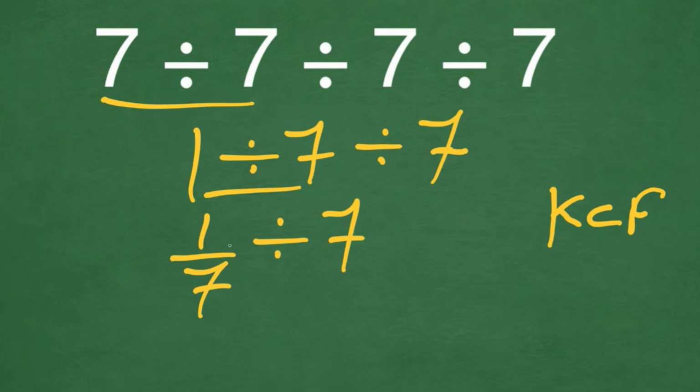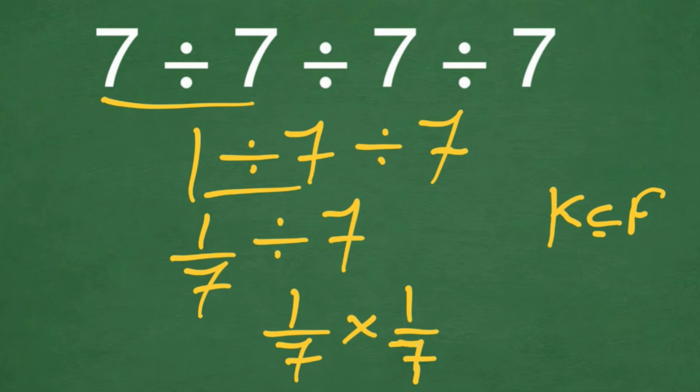So we have to keep the first thing. Here we have 1 over 7. We have to keep that. And here we have division. We have to change that, right? So that is what C stands for. And we have 7 here. We have to flip 7, right? So when we flip 7, it becomes 1 over 7. So we have to keep 1 over 7 and change the division to multiplication, and then we have to flip 7, and it becomes 1 over 7.